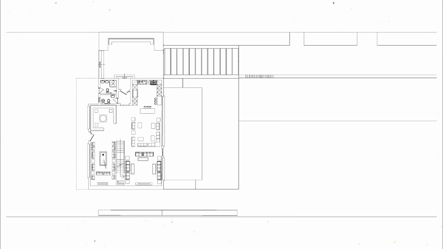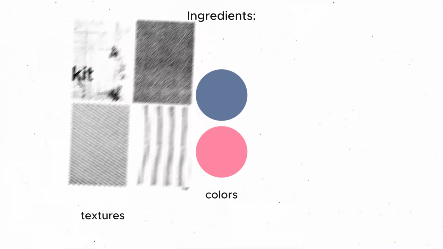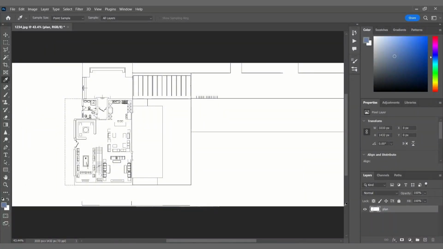By applying only 4 elements to our dull-looking architectural plans, we can make them way more attractive. Colors, textures, shadows, and trees. And here's how. Okay, this is my plan. And for the first step, I want to add some colors.